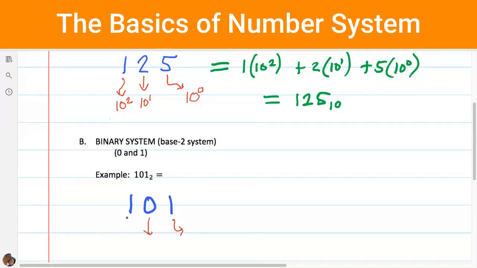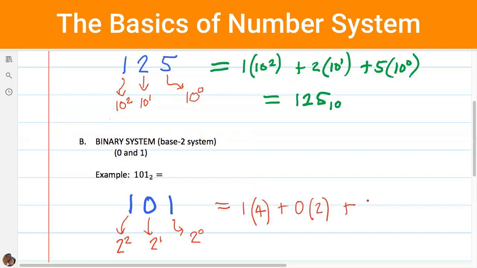Take note, since this is your base 2 number, the 1 here will have a place value of 2 raised to 0. The 0 here will have the place value of 2 raised to 1. And the 1 here will have the place value of 2 raised to 2. So that will become 1 multiplied by 2 raised to 2, that will be 4. The plus is 0 multiplied by 2 raised to 1, that's 2.